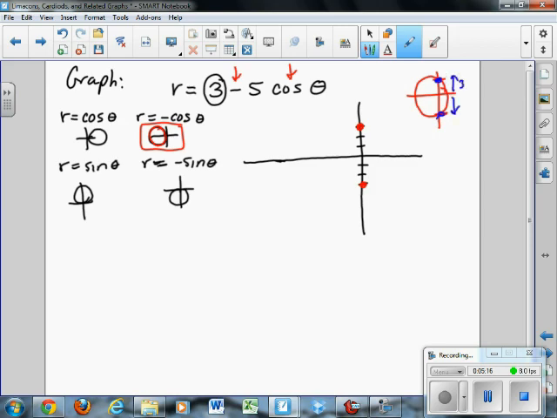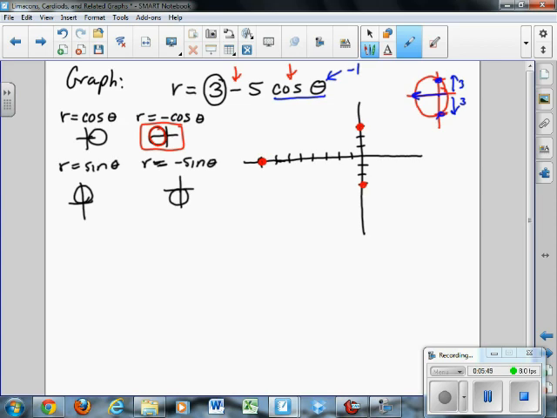Now this distance here, the biggest distance from the pole, how big can it get? Well, if cosine of theta is equal to negative 1, then this whole value is going to equal 8. And where does cosine equal negative 1? At pi. So at pi, 1, 2, 3, 4, 5, 6, 7, 8, I'm going to be at my biggest value, and that biggest value is going to be 8. That's the biggest I can get. It'd be 3 minus 5 times negative 1.